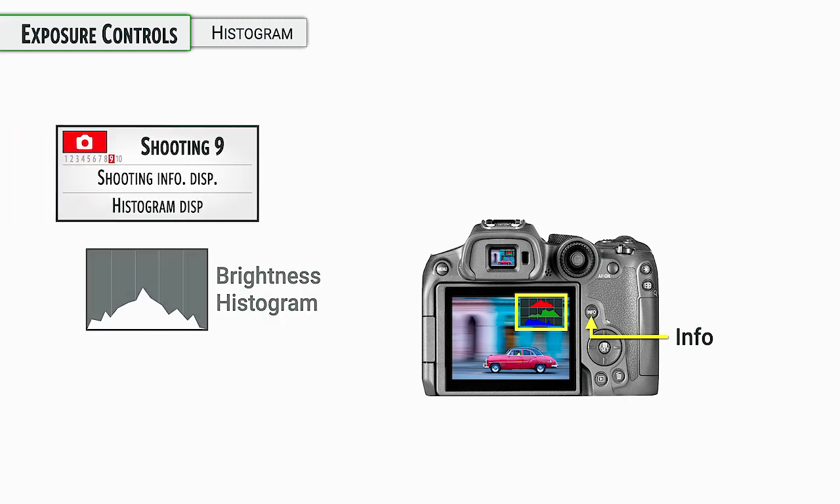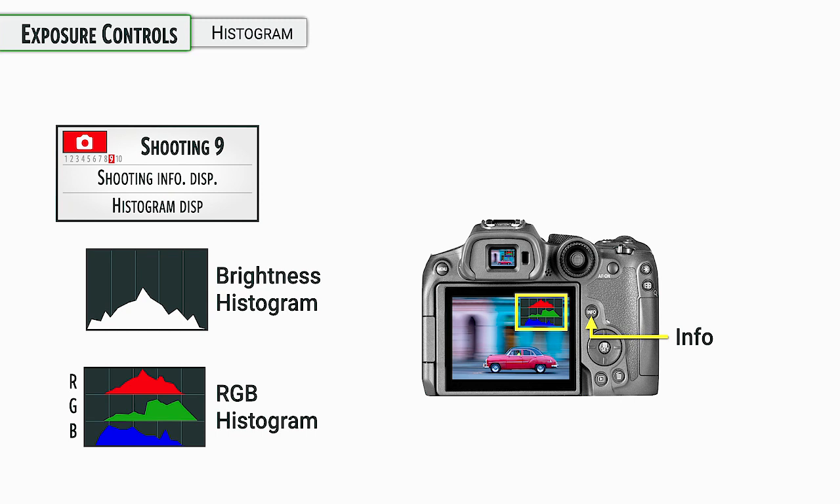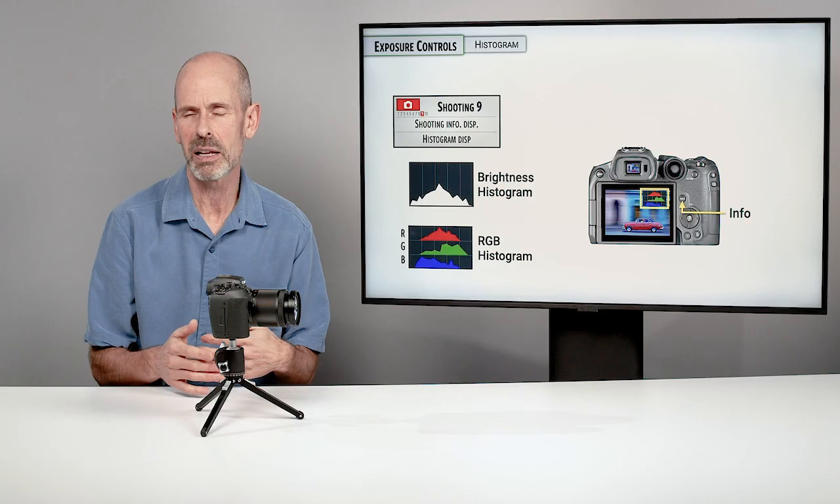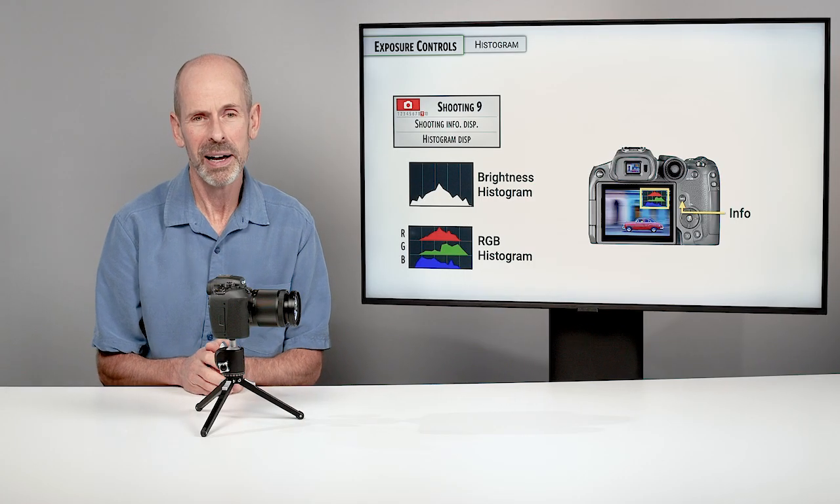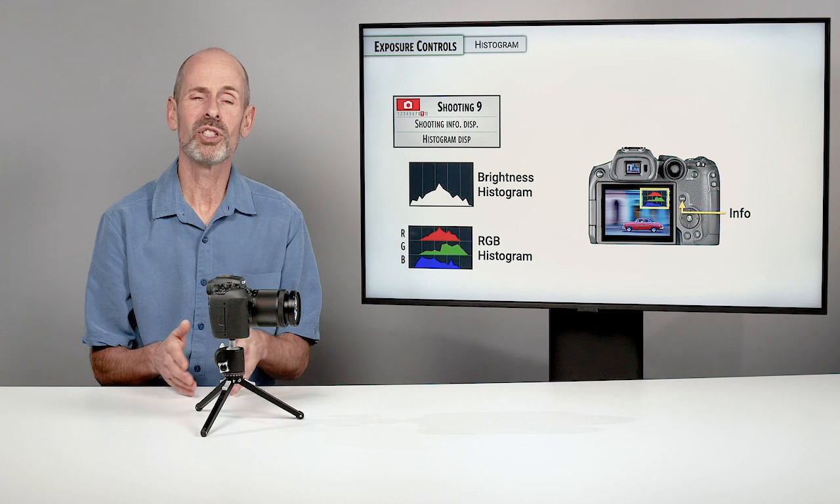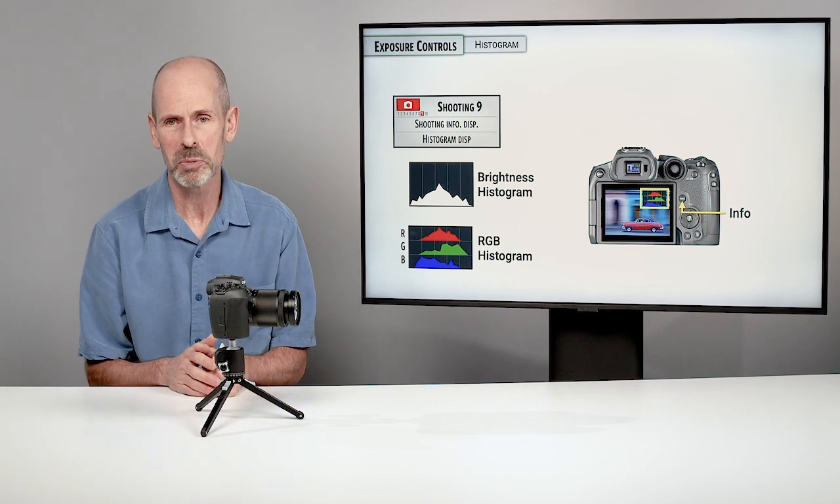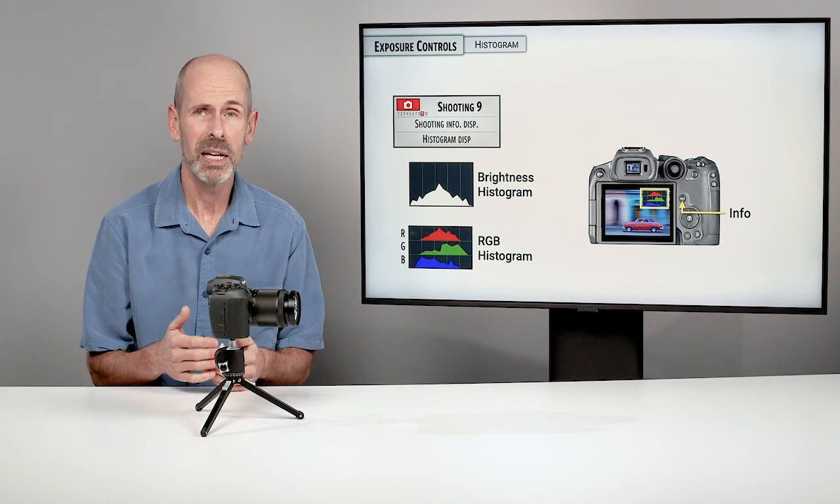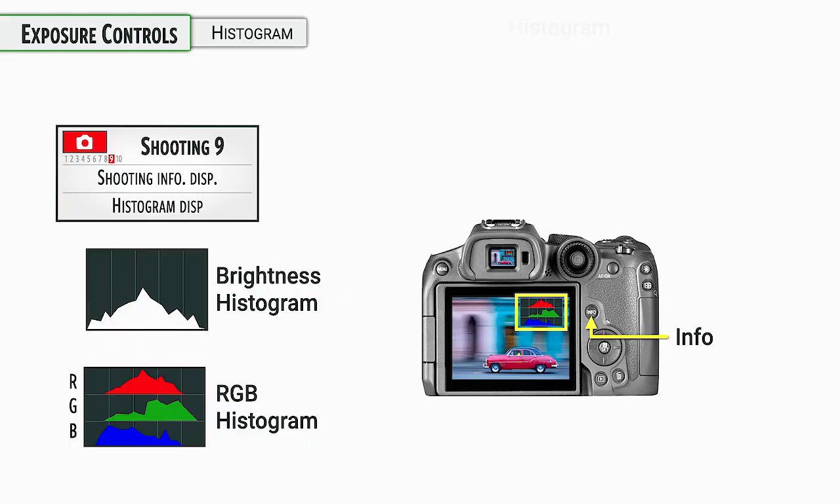Now, this histogram can be adjusted by going into shooting menu number 9. You can have a brightness histogram, or you can have an RGB histogram, which separates out the color channels, which I kind of like because it's nice and colorful. But it's also to see whether one of the channels is overexposing or underexposing. And this gives you some great information in the viewfinder or on the monitor on the back of the camera.